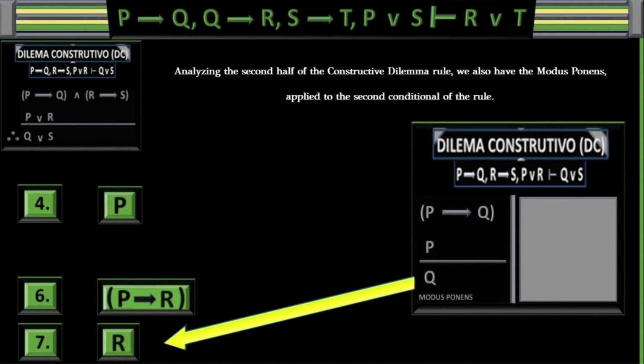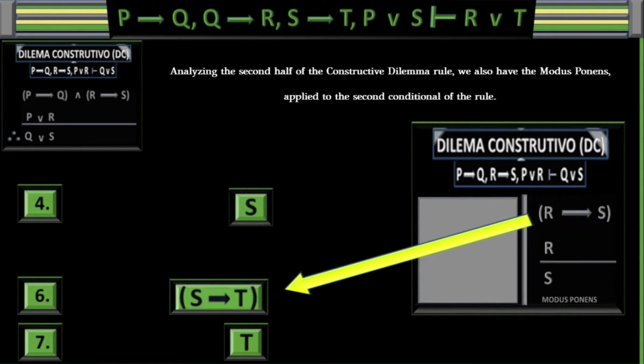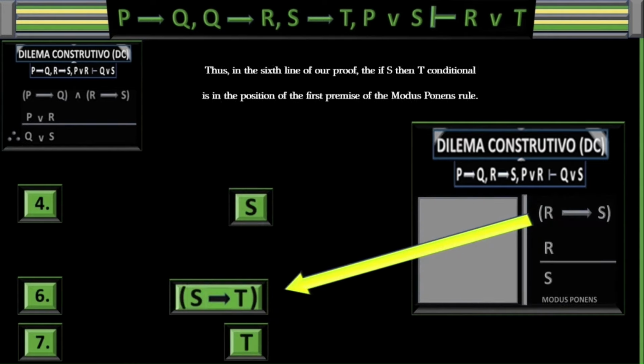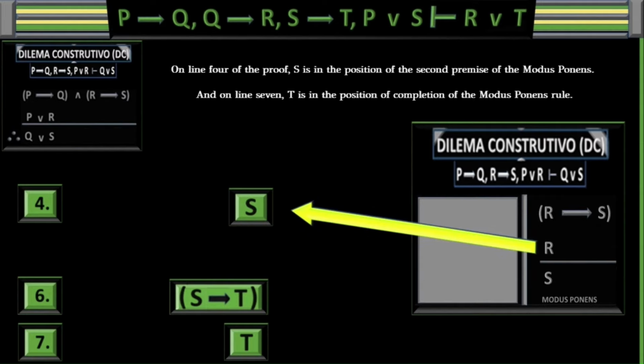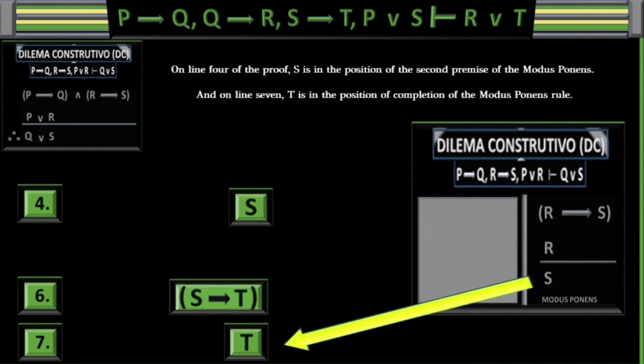Analyzing the second half of the constructive dilemma rule, we also have the modus ponens applied to the second conditional of the rule. Thus, in the sixth line of our proof, the if S then T conditional is in the position of the first premise of the modus ponens rule. On line 4 of the proof, S is in the position of the second premise of the modus ponens. And on line 7, T is in the position of conclusion of the modus ponens rule.